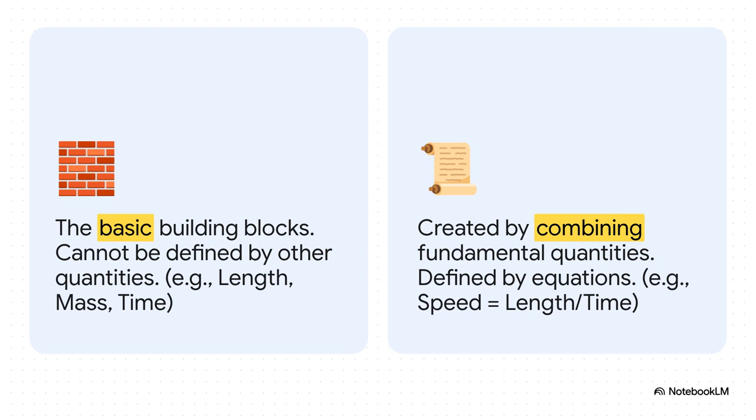Then on the other side, we have derived quantities. These are all the cool things you build with the Legos. They're created by combining the fundamental ones with math. So speed, that's just a length brick divided by a time brick. Area, that's just a length brick multiplied by another length brick. See? Everything that isn't one of those original seven is just a derived quantity.